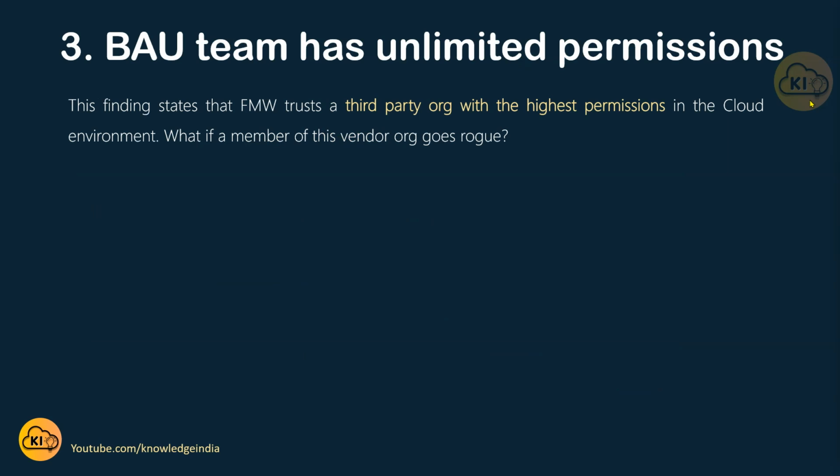Point number 3, if you remember, the problem was that the BAU team has unlimited permissions, right? Basically, what this finding states is that FMW as an organization is trusting this third party because that third party vendor is actually running their operations and cloud. So because of that, they have given all the permissions to this third party vendor organization. Now the auditor is saying, what if a member of this vendor organization goes rogue? Means that person is not happy and that person decides one day to go ahead and delete all the critical resources of FMW.